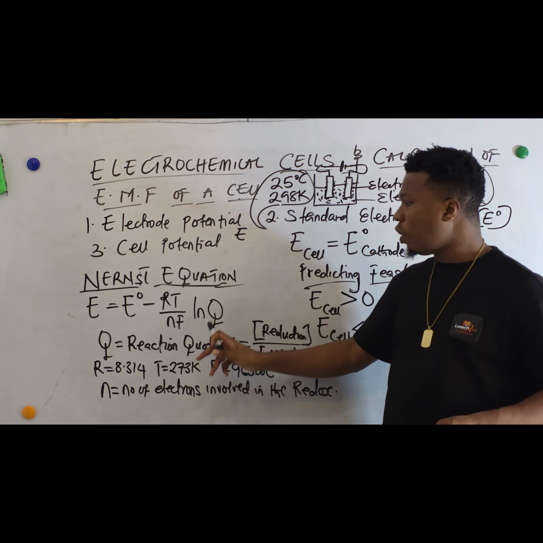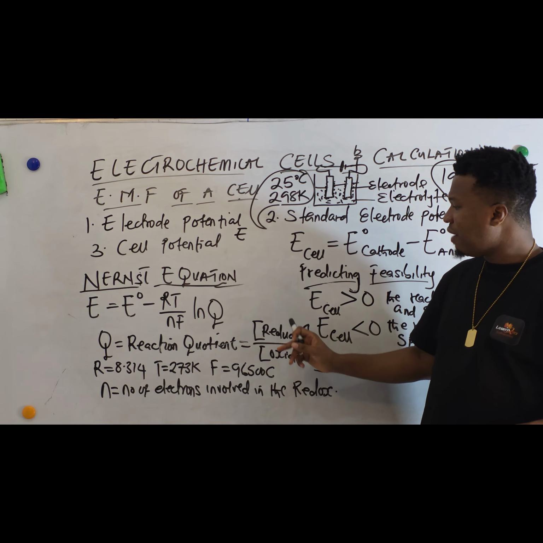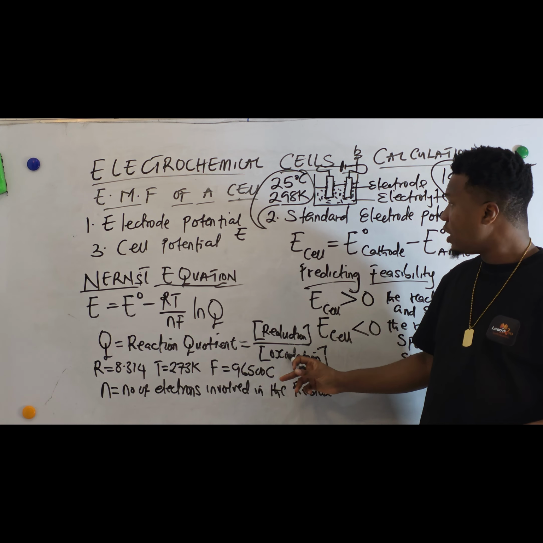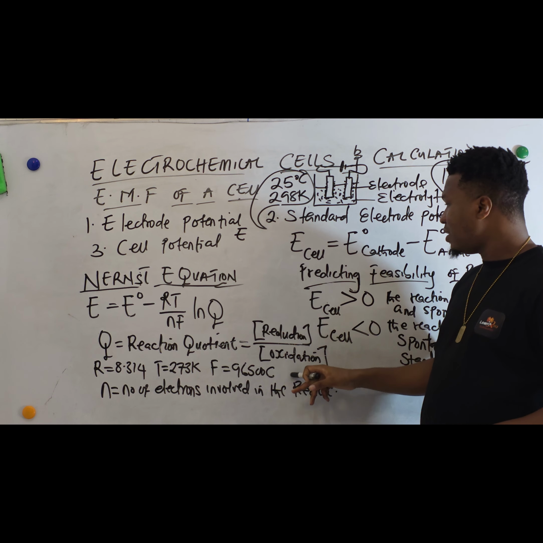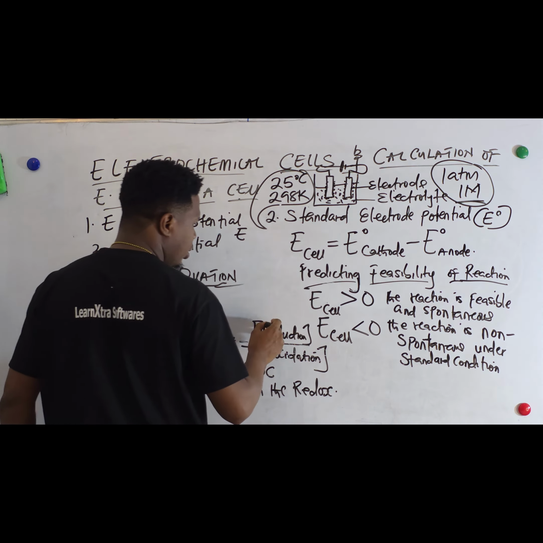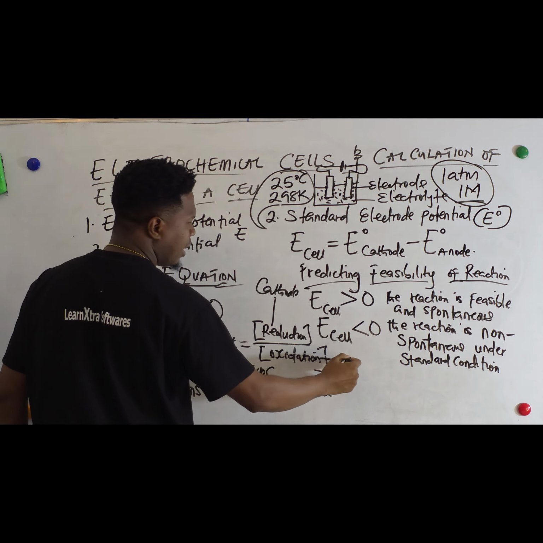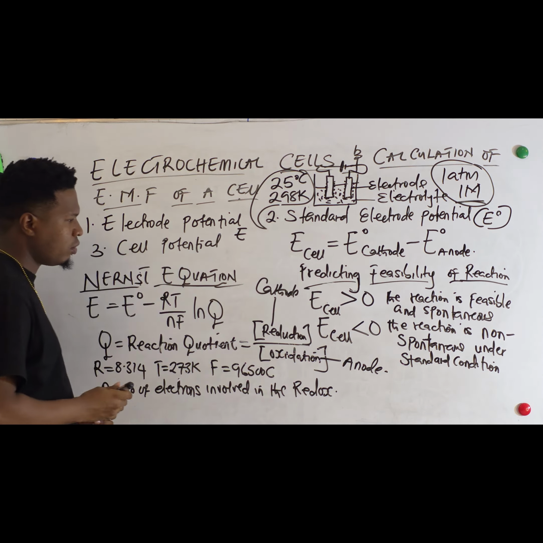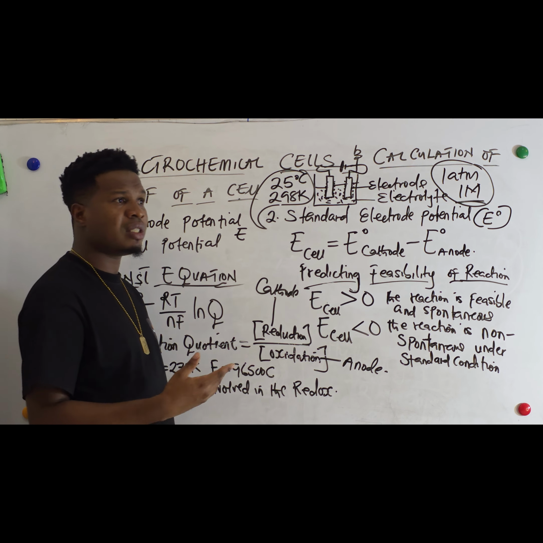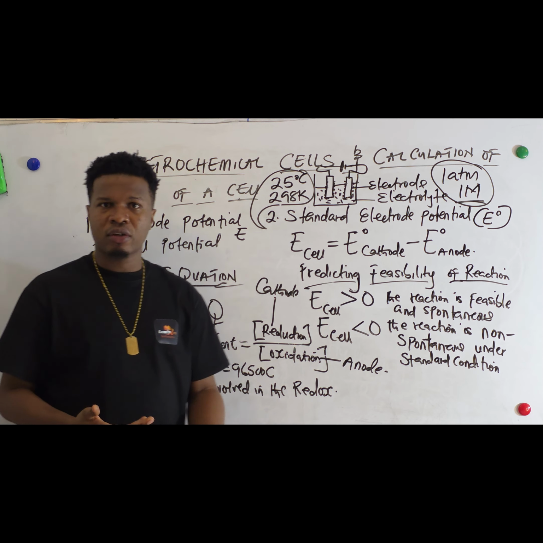Then Q is called the reaction quotient, which can be gotten by dividing the value of the electric potential for the reduction and that of the oxidation, just like these values you have here. Remember that reduction takes place at the cathode and oxidation takes place at the anode. Take note of these things we are doing here. Remember that electrolysis is a redox reaction, because in electrolysis, oxidation and reduction take place simultaneously.